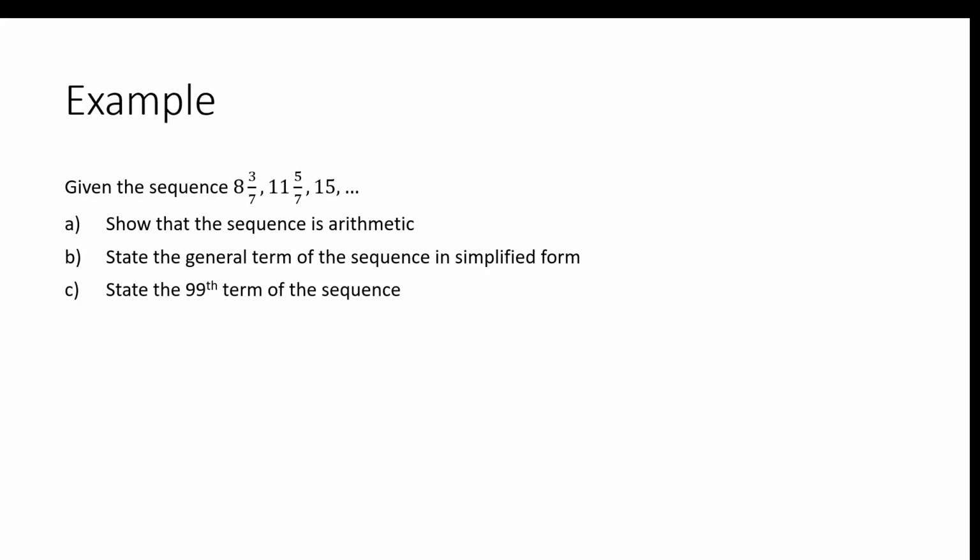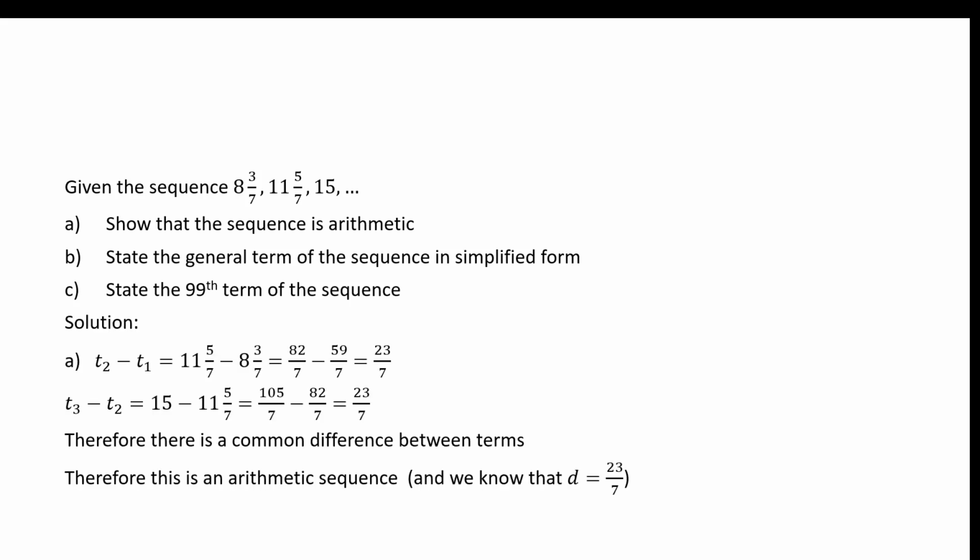Now, what if we're given a sequence that has some fractions? Well, no big deal. We're confident enough to deal with that. We want to show that that sequence is arithmetic. We want to state the general term in simplified form, and we want to state the 99th term. Well, to show that it's arithmetic, we need to show that there's a common difference. So we'll show that the difference between the first and second term equals the difference between the second and third term, because that's all we're given.